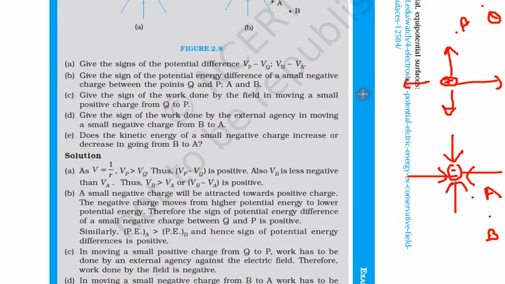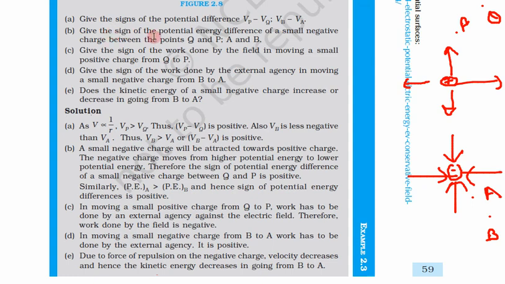Now let us solve this question. Give the sign of the potential energy difference of a small negative charge between the points Q and P, and A and B. Let us take the first case for the positive charge. There is a small negative charge here, going from Q to P. We have to calculate the potential energy. A small negative charge will be attracted towards the positive charge, so if it is at Q, it will try to come towards this, hence it will come to P.